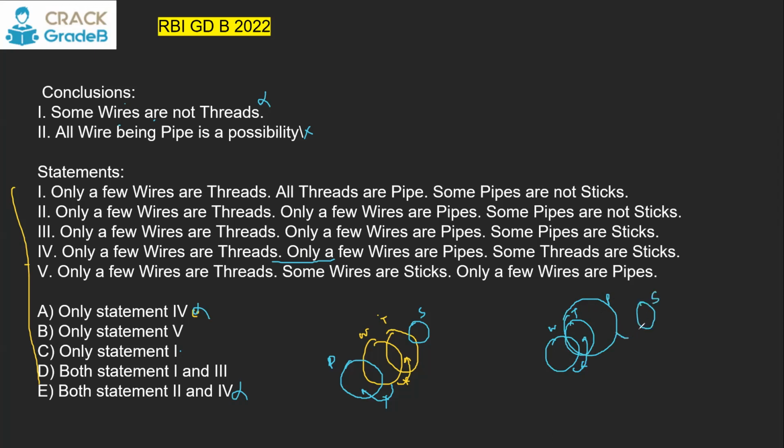That means the entire pipe can't go inside the sticks. Some pipes are not sticks. First conclusion: Some wires are not threads. Yes, that is true because the entire wire can't go inside the threads.